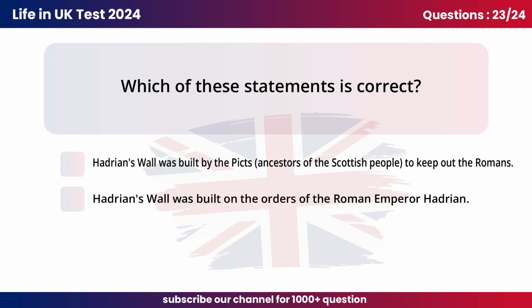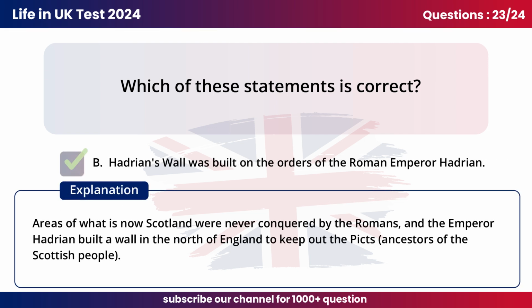Question 23. Which of these statements is correct? B. Hadrian's Wall was built on the orders of the Roman Emperor Hadrian. Areas of what is now Scotland were never conquered by the Romans, and the Emperor Hadrian built a wall in the north of England to keep out the Picts, ancestors of the Scottish people.